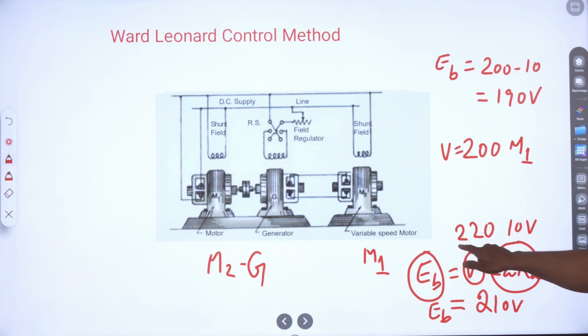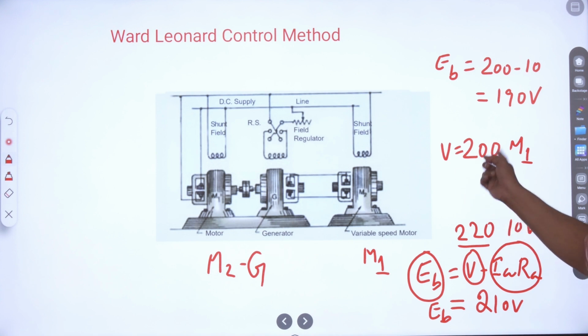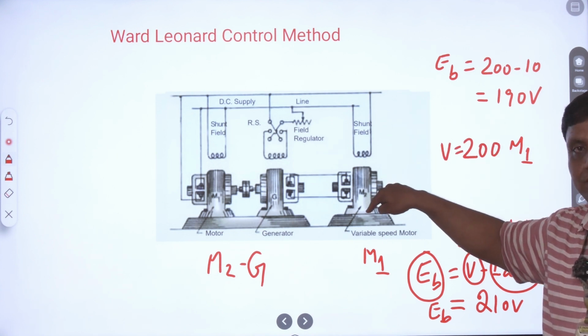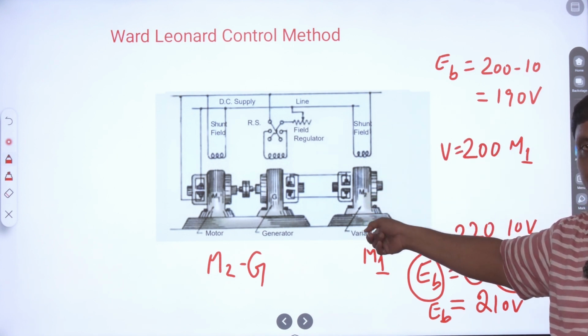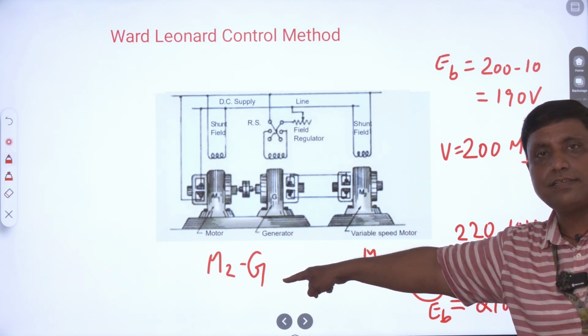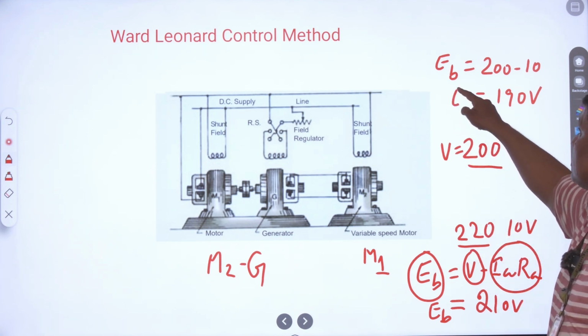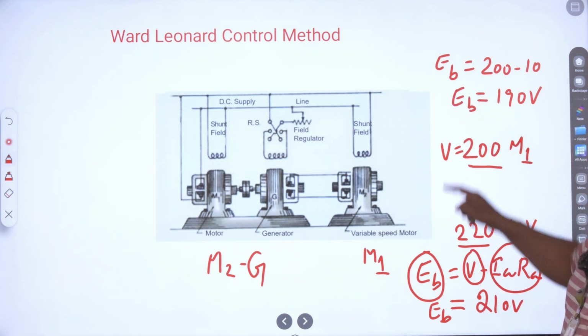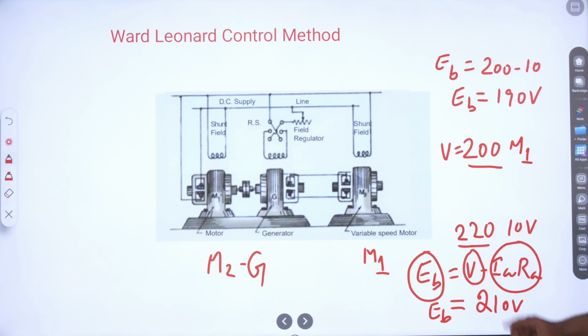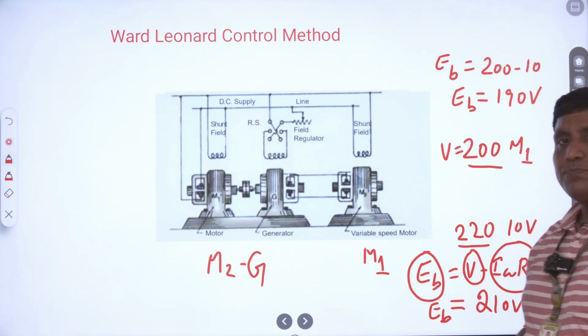So initially the supply voltage is 220. The IARA drop is fixed, that is 10 volt. The EB value is 210. If you change the voltage supplied to the M1 motor using the motor generator set, now the supply voltage is 200 and the EB value is 190 volt. Clear? So what is the speed now?